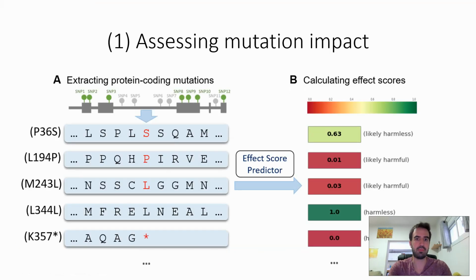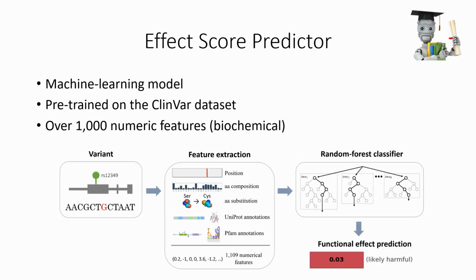Okay, so the first step, we want to assess mutation impact. So the way this works, we take the list of variants and we filter those variants within the coding sequence of the gene, and we see what each variant seems to be doing to the sequence of the protein. And then we assign it what we call an effect score, so a number between 0 and 1, which tries to estimate the functional effect of this mutation and whether it's damaging or not.